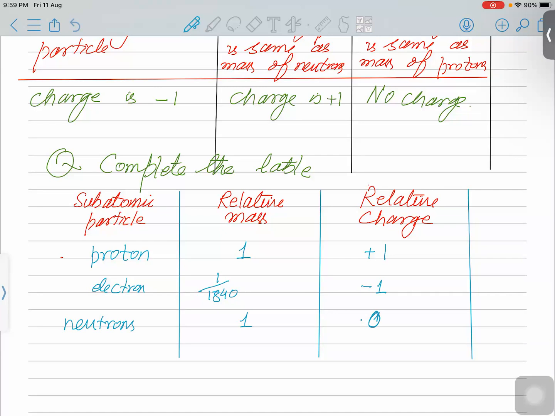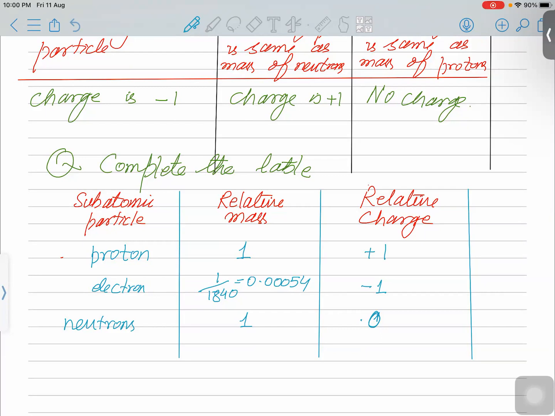Sir, so 1/1840 is basically 1/1840 of the mass of the proton. Yes. If you consider the mass of the proton is 1, then the mass of the electron is 0.00054 approximately. Are you getting my point or not? Yes, sir. And that 0.00054 in fraction is basically 1/1840. Exactly. The exact value is 1/1836.